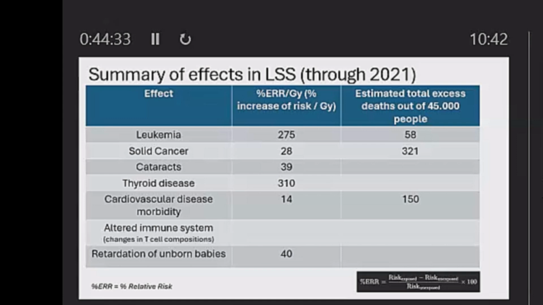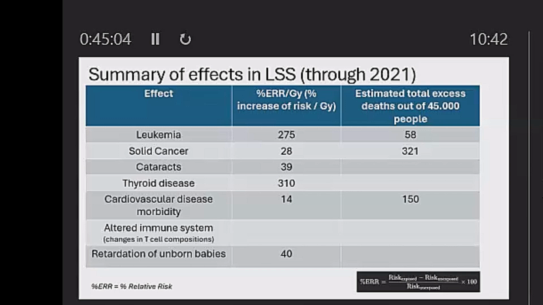The other numbers to look at are the percent ERRs per gray. Okay, so it's a little complicated. This basically means per gray of radiation, what is your increased relative risk? Leukemia is probably the easiest to look at. It's 275. That means you have about 3 times the chance of getting leukemia if you get 1 gray of radiation. A 275% increased risk of getting leukemia.